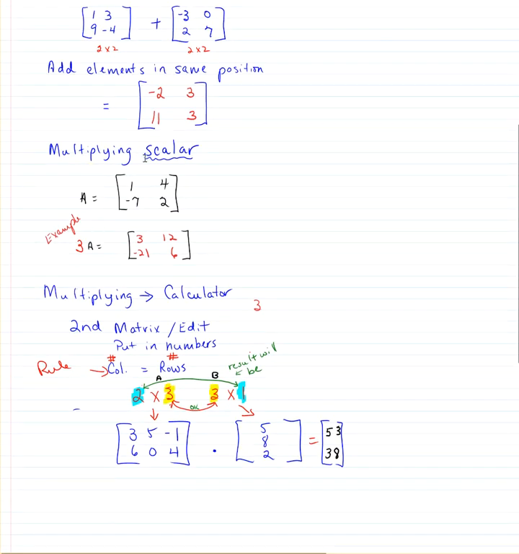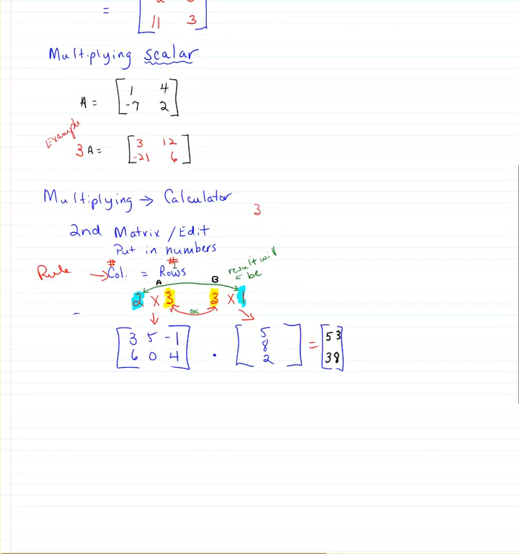Sometimes we need to multiply a number outside by the matrix. That's called multiplying by a scalar. So if you were given matrix A was this, 3A, you just multiply 3 by each element in here, 3 times 1, 3 times 4, etc. And you get your new matrix.